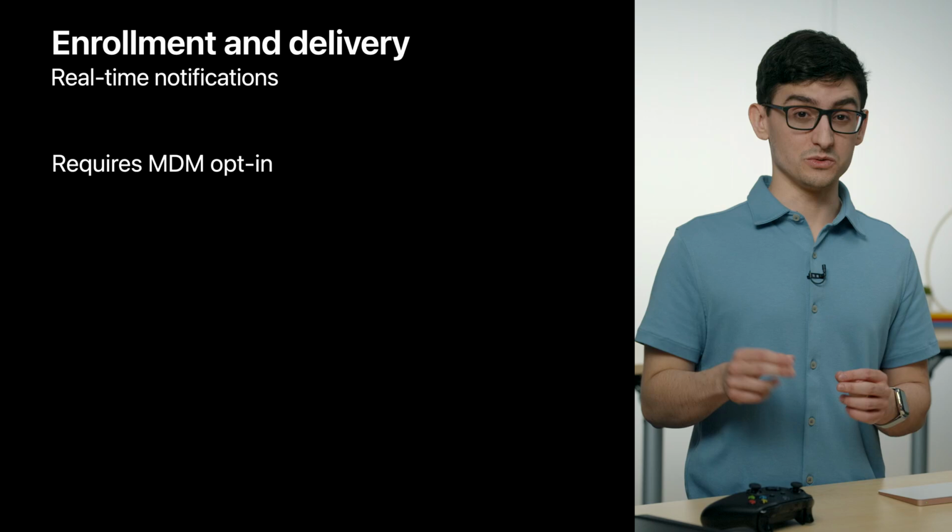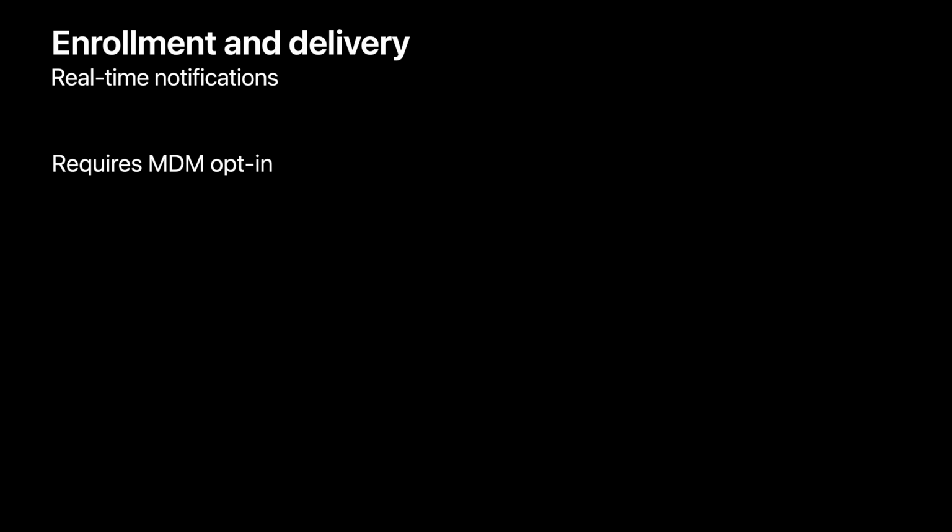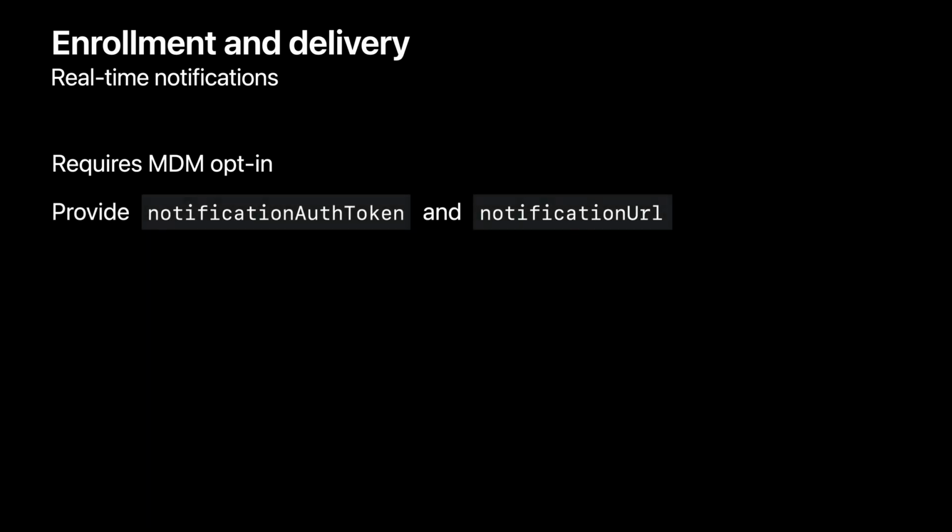Let's talk about how you enroll to receive these notifications. You must opt in via client config for each S token you manage. You provide a shared secret for authentication with the notification auth token and the notification URL to post these to. The token is used to verify that these notifications are in fact coming from Apple, and this can be updated anytime via client config.